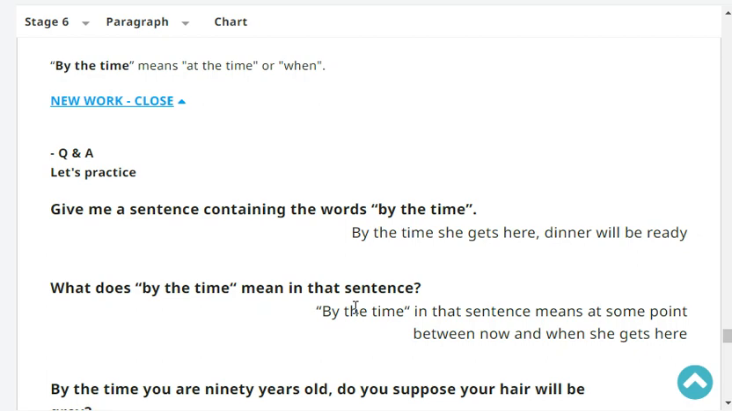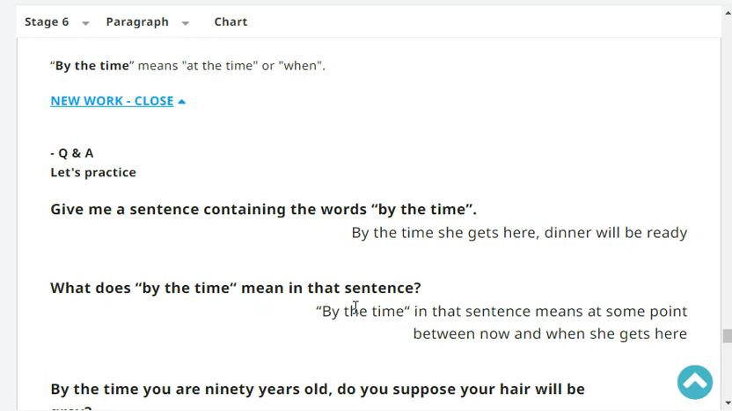Okay, let's practice. Give me a sentence containing the words "by the time", please. By the time she gets here, dinner will be ready. Very good. What does "by the time" mean in that sentence?